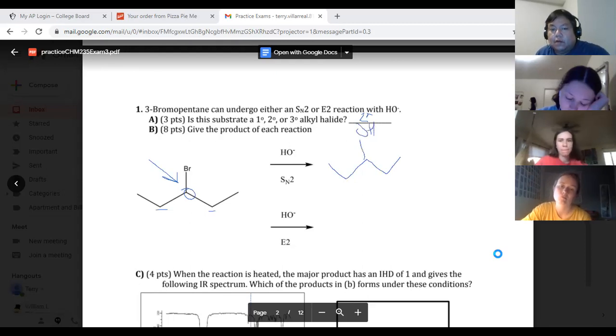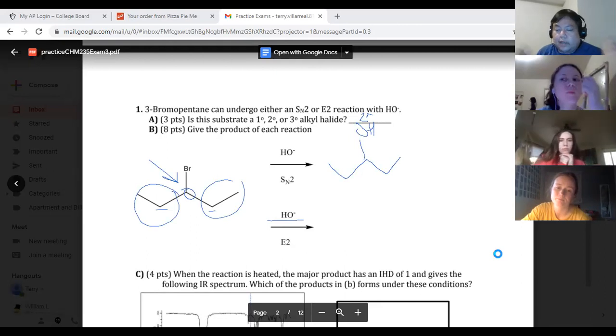Now, with our next one, when we do E2, normally you should ask yourself, is it a bulky base or is it a small base? But it's the same thing on either side. So you don't have to worry about that question. If each beta carbon is the same, then you don't have to worry about it. You have an ethyl to the left, ethyl to the right, no difference. So it doesn't matter which one you take.